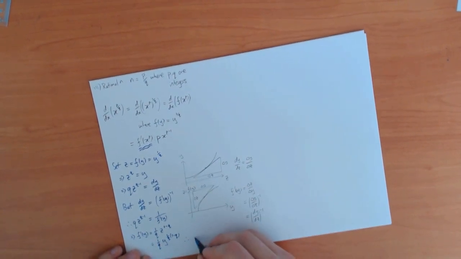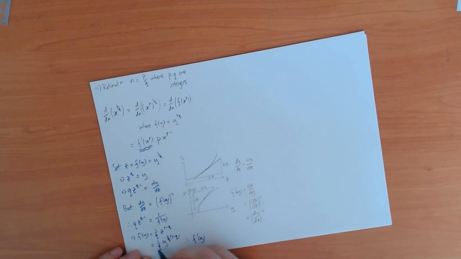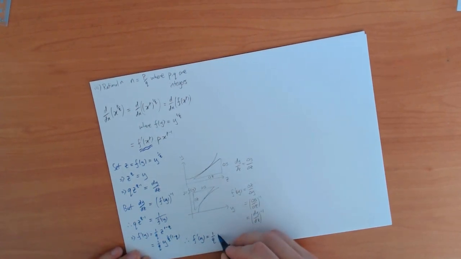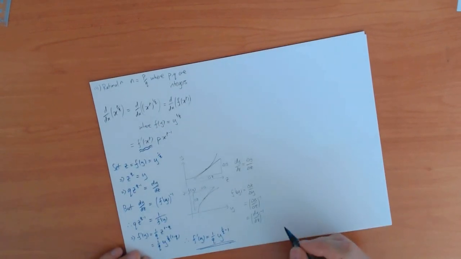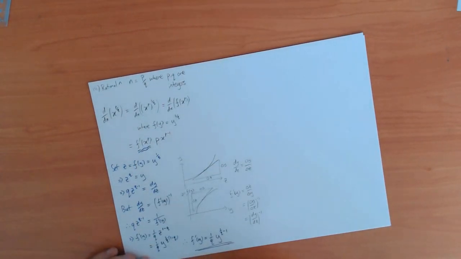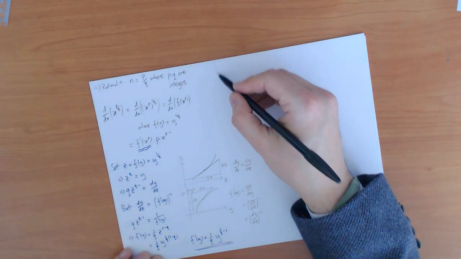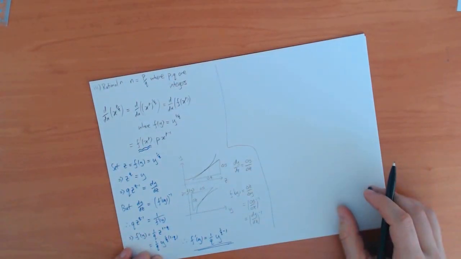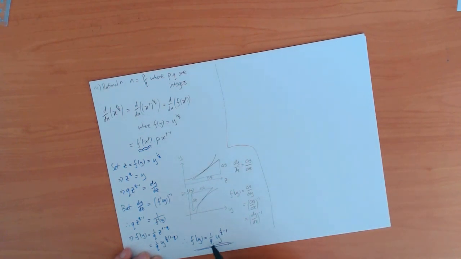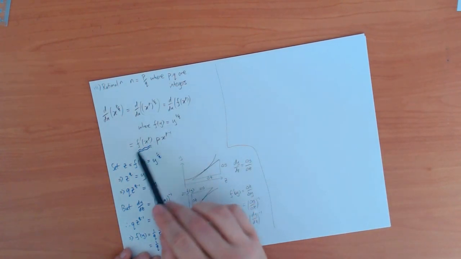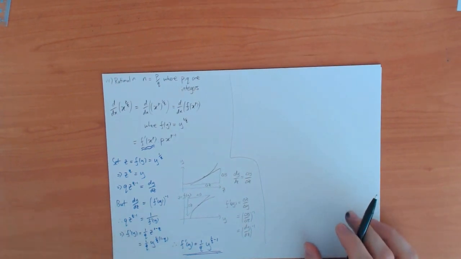So in conclusion then, f prime of y, to simplify this, is 1 over q times y to the 1 over q minus 1. Okay, so that's the derivative that I need to put in here. So now I can take this derivative when y is equal to x to the p, put it in this function and see what I get.